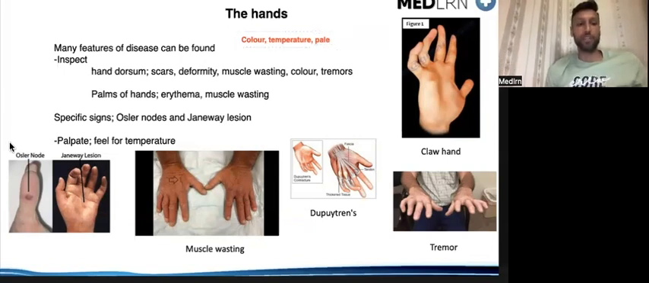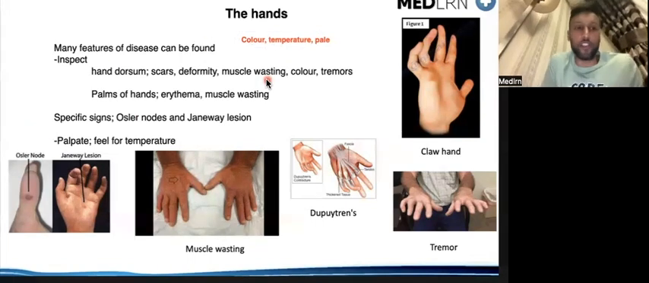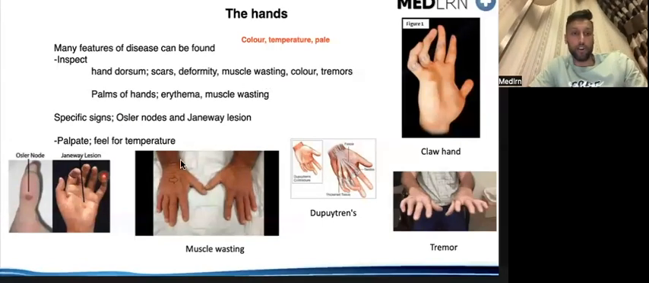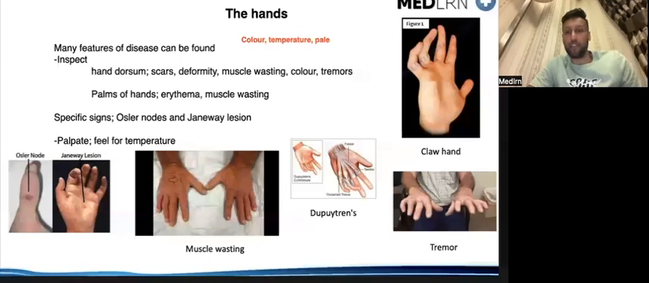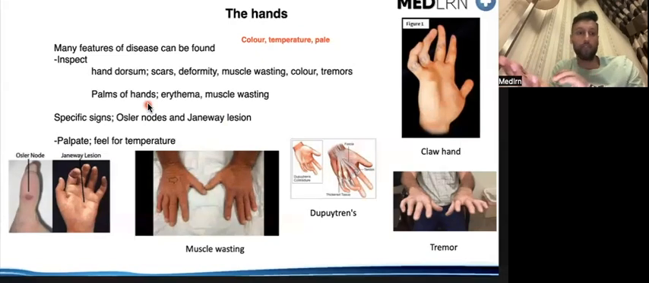And without going into too much depth, because we're going to revisit this again and again, I just came up with some suggestions here to show you. So you can look for certain lesions that can happen, such as Osler's nodes and Janeway lesions. It doesn't matter what they are at the moment, but just remember that you can look for certain lesions. Okay? You can look at the hands and their palms, look for muscle wasting, redness, erythema, scars, and deformities.